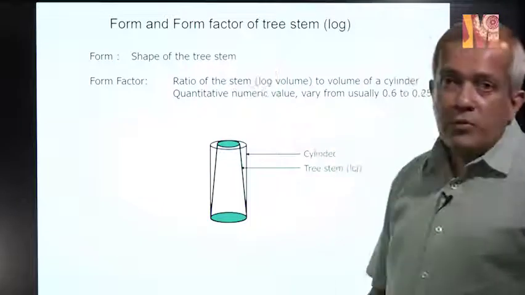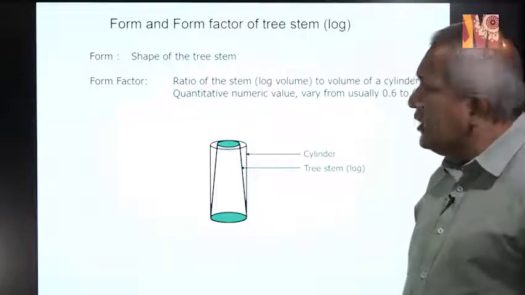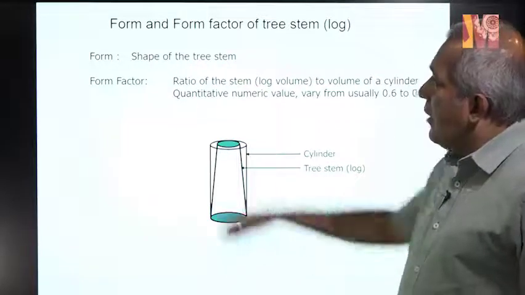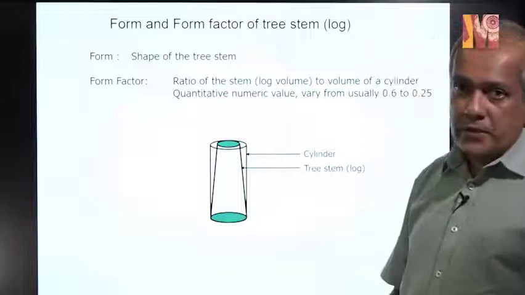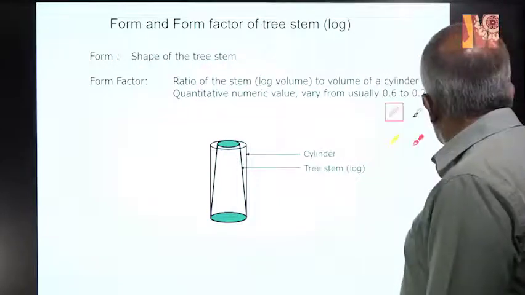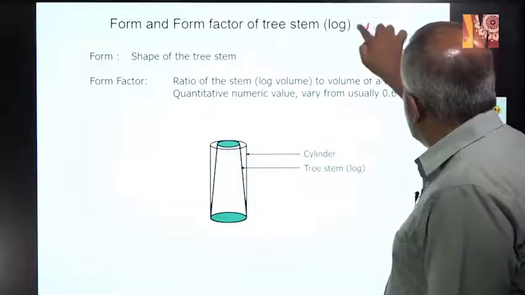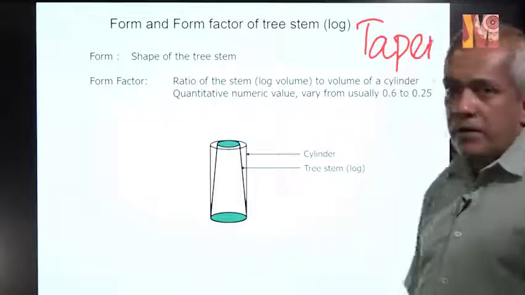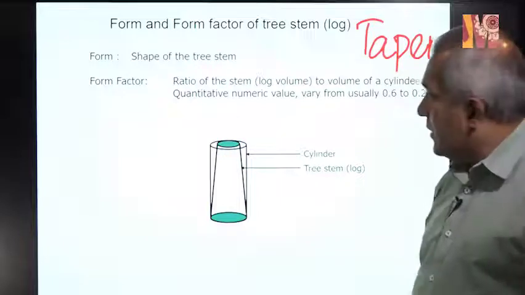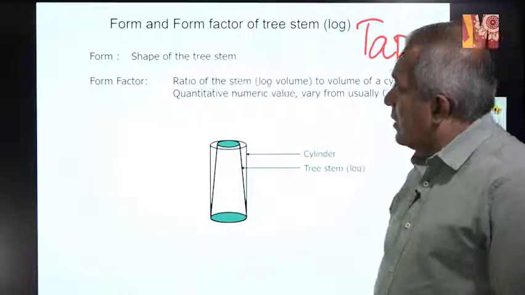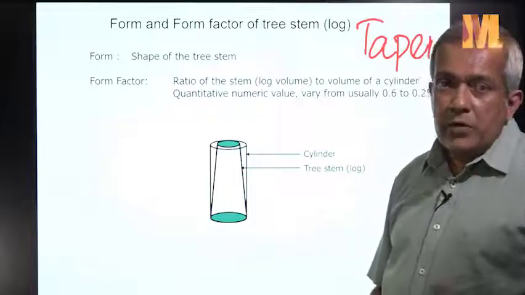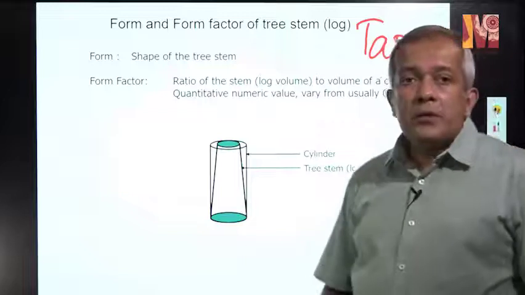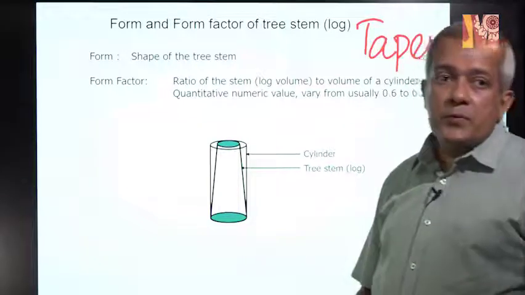Before getting into the volume estimation, I would like you to learn two other parameters which are strongly connected with volume. One is form, which is also known as the shape of the tree stem. The other one is taper, which is also linked with the shape of the tree. Now, form is a qualitative or visual guess that anybody can make just by looking at the stem, which is very difficult for some people to recognize.